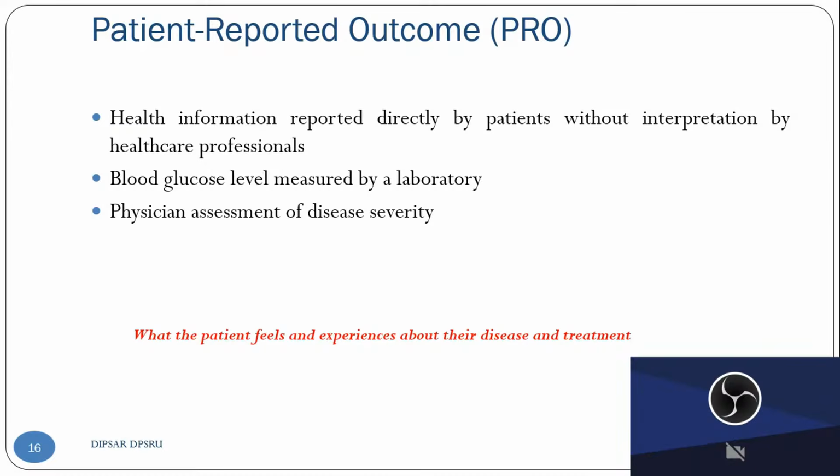So what are patient reported outcomes? Patient reported outcomes are outcomes which are reported directly by the patients without interpretation by healthcare professionals, without interpretation by the doctors. If you see blood glucose level measured by the laboratory, and physician assessment of the disease severity, are these both outcomes PRO or not a PRO? Answer it in the chat box.